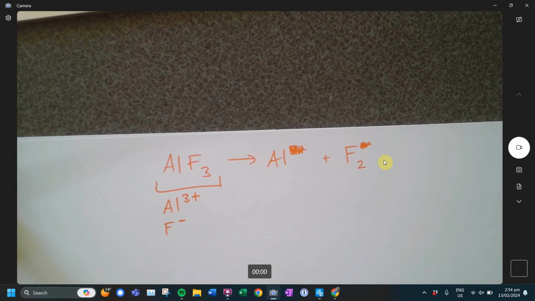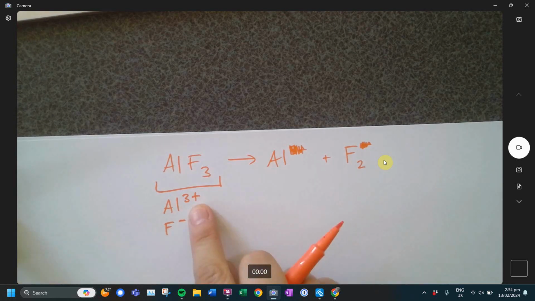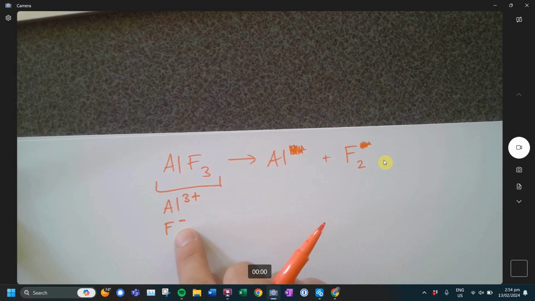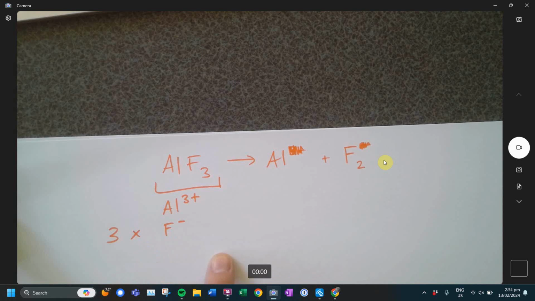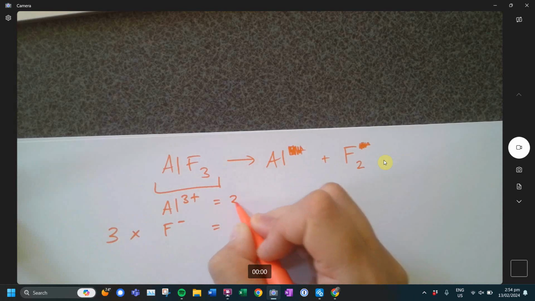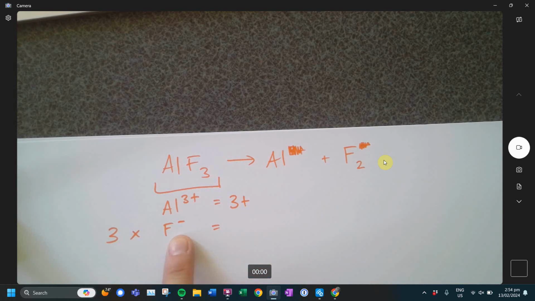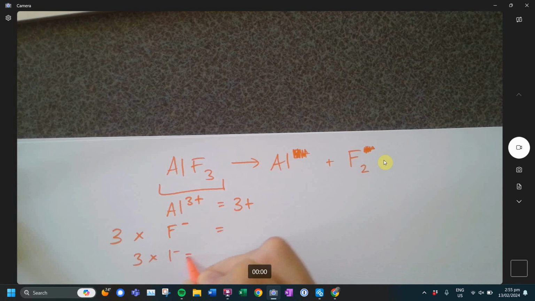All right. Keep in mind when we're talking about ionic formulas that we want to have multiple of the fluorides because we want it to add up to 0. So since this is a positive 3 and this is only a negative 1, I need 3 more fluorides for that to add up to 0. So when I check the charges, the aluminum is a positive 3 and the fluoride is negative 1 times 3. If I have negative 1 times 3, I get negative 3.